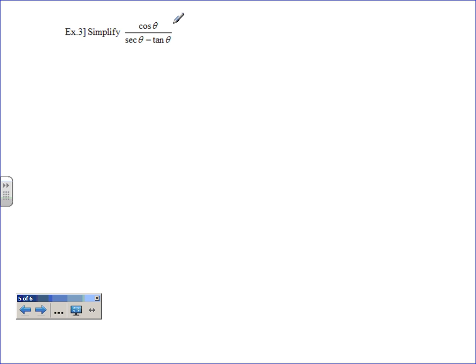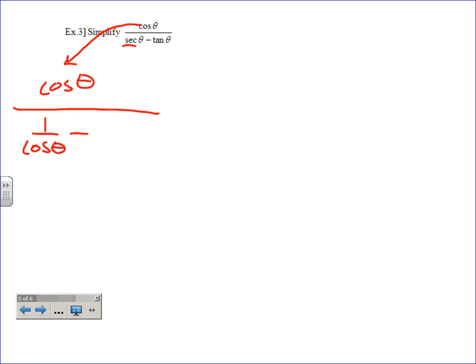Yeah, let's rewrite it. That cosine, that's fine. Over, how do you rewrite secant? Over cosine? Minus, how do you rewrite tangent? Sine over cosine.